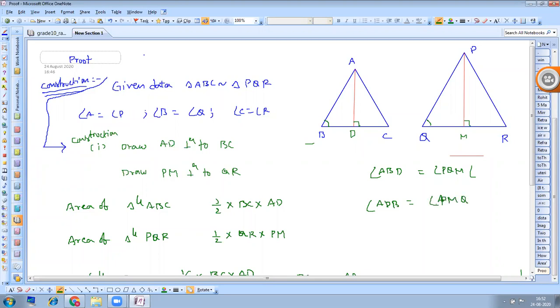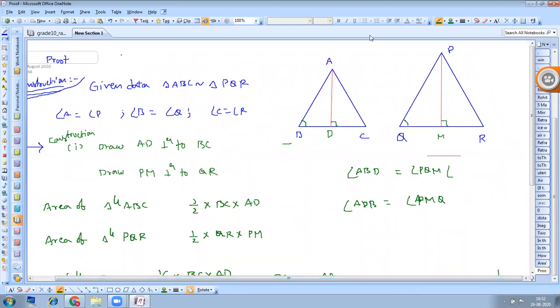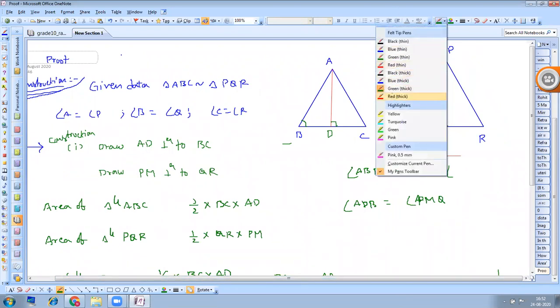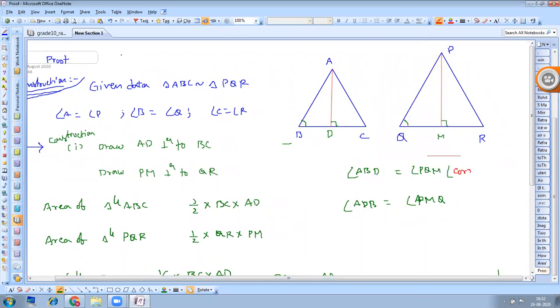Why are these angles equal? Angle PMQ, angle ADB, why are both equal, guys? For this, the reason is that corresponding angles are equal in similar triangles. What is the reason? The second one. So they are 90 degrees. Correct. So both are 90 degrees here.